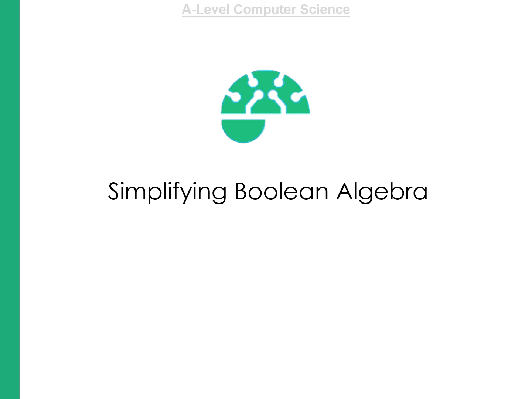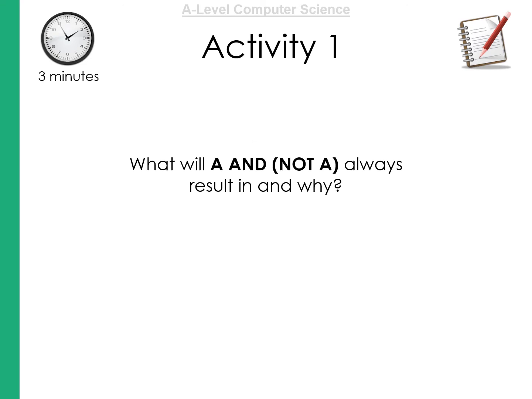In today's lesson, we're going to look at how to simplify Boolean algebra. Look at this expression. What will A and not A always result in? And why is this the case? Try these using your logic boards.